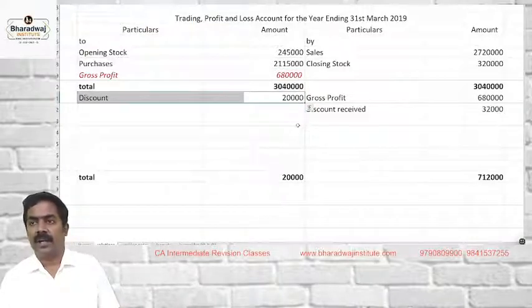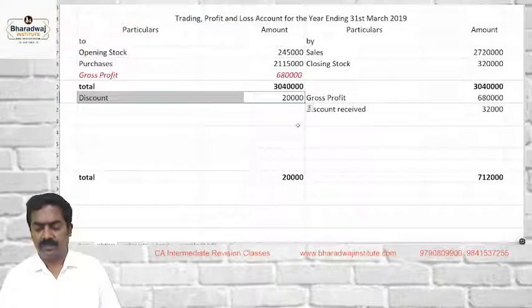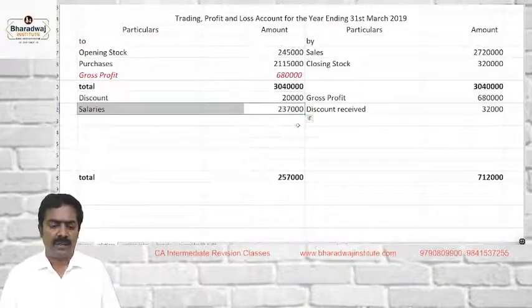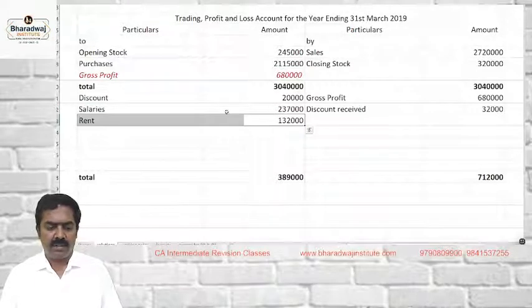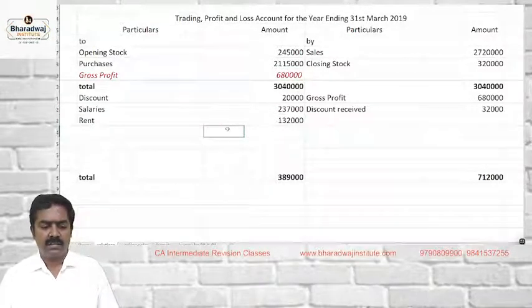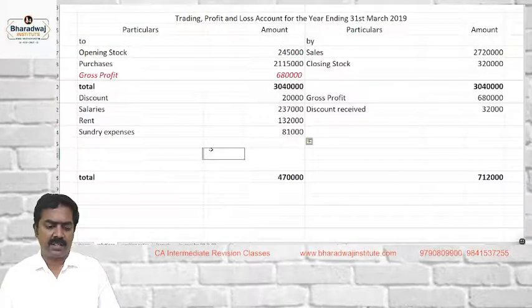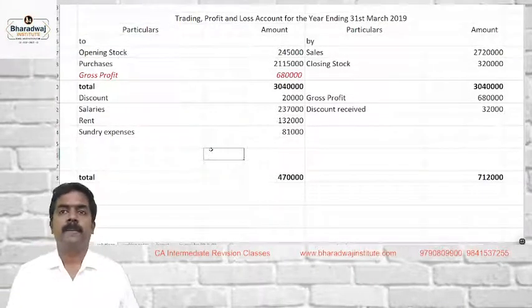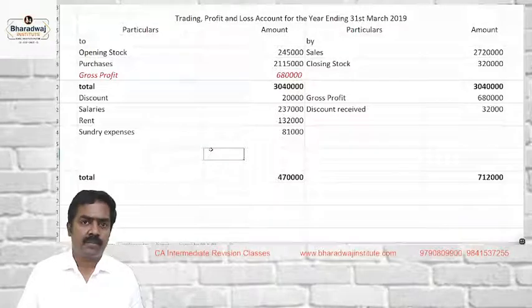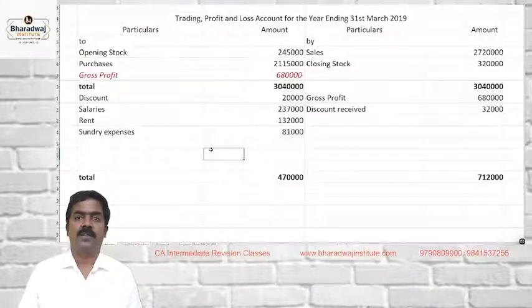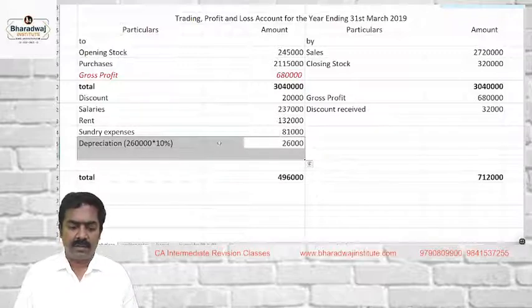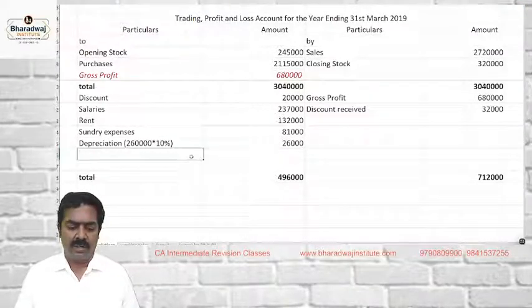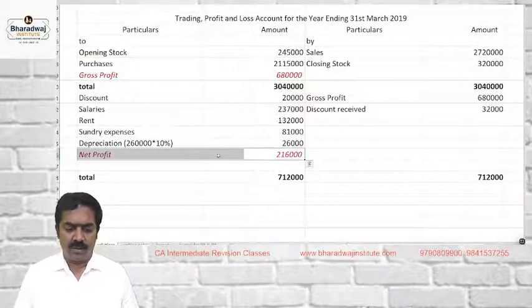Salary, is there a prepaid item or outstanding item? Outstanding at the end you add, minus outstanding at the beginning. Then rent, which one next? Sundry expenses of the business. Then depreciation, how much percentage? 10% or 20%? 10%, 26,000. Tally this, you will get net profit.